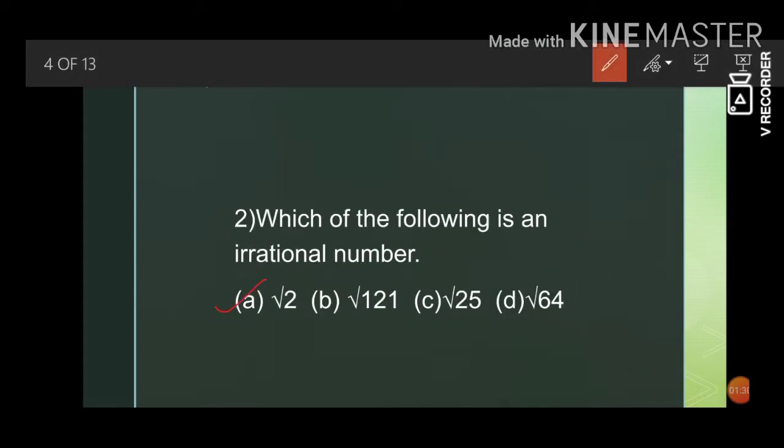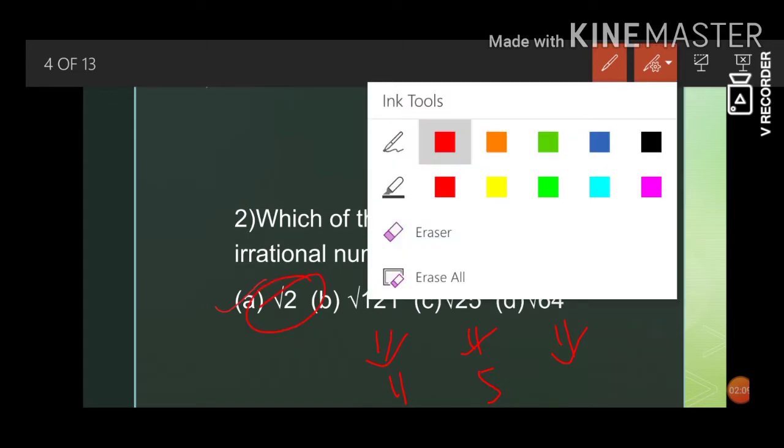Which of the following is an irrational number? Root 2, root 121, root 5 and root 64. Root 121 is root of 11, is square of 11. Root 25 is a square of 5. And can you tell me what is the square root of 64? The square root of 64 is 8. That means 64 is a square of 8.